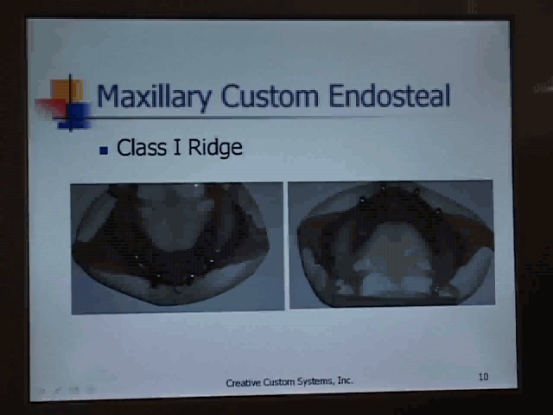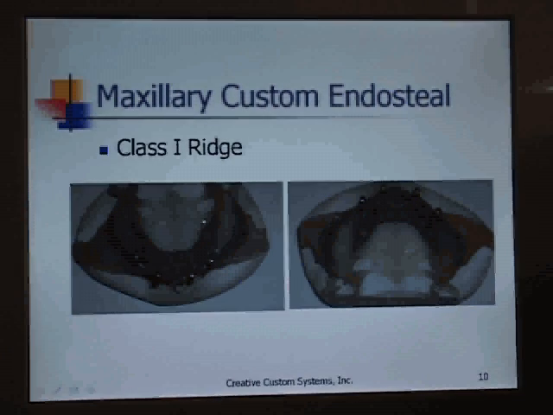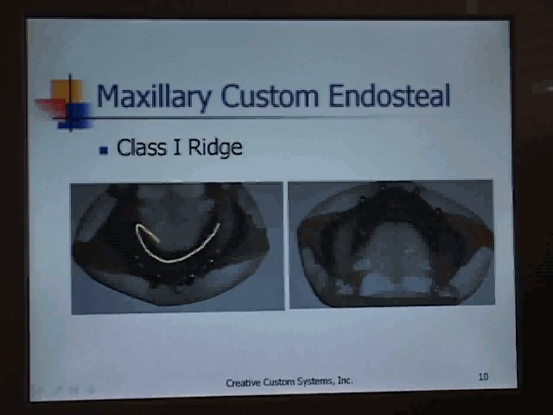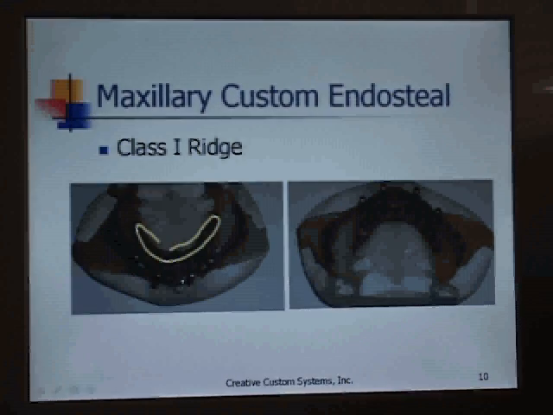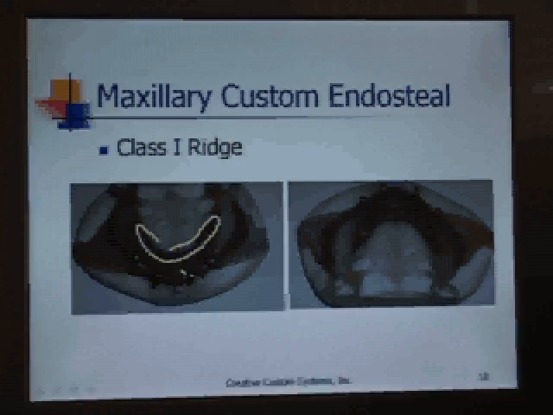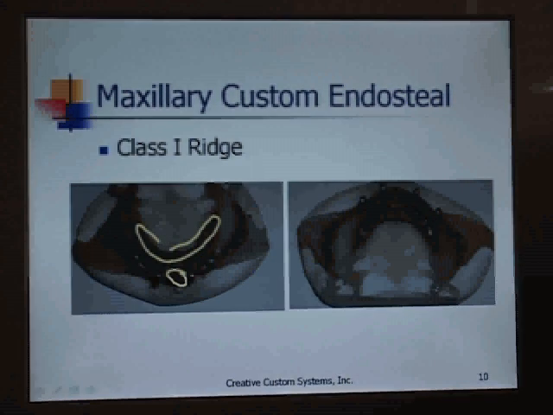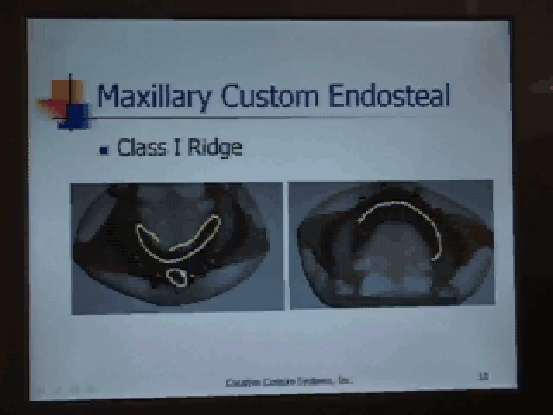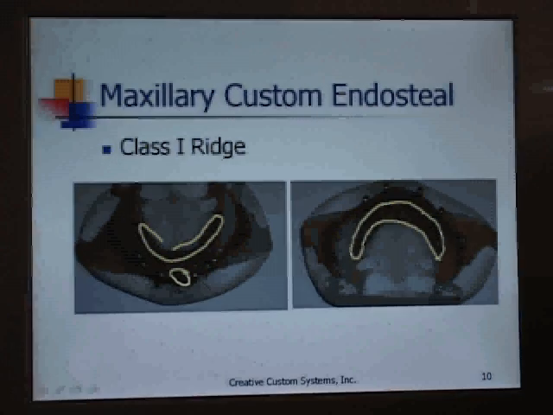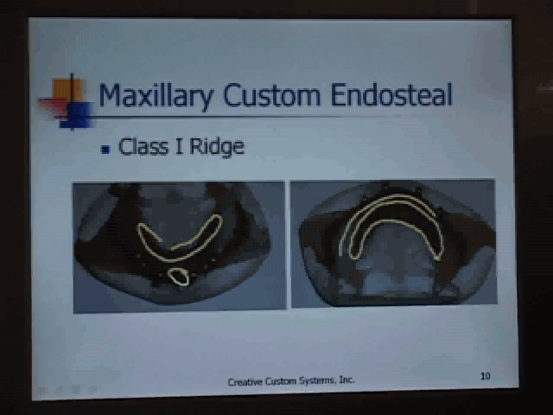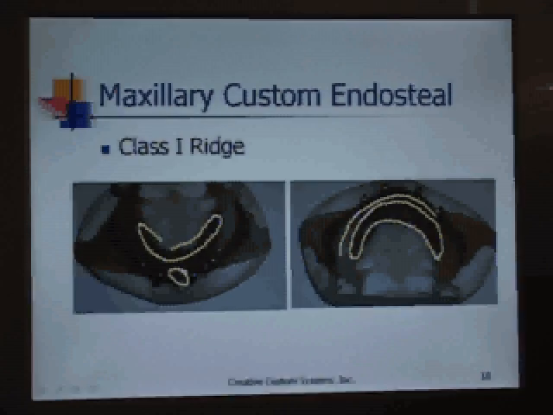The class 1 ridge is a ridge that is high and has plenty of palatal bone, as shown here, and then has a very defined nasal spine, shown here. The ascending palato-alveolar ridge is probably the most supportive part of the maxillary endosteal implant. When you look at the ridge, it is almost a knife edge, and there's no possibility of cutting this ridge down.